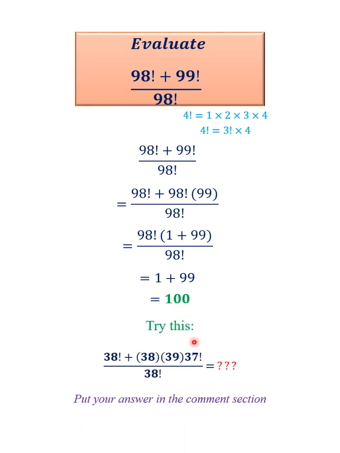Now try this simple one: 38 factorial plus 38 times 39 times 37 factorial divided by 38 factorial. When you get the answer, please put it in the comment section.